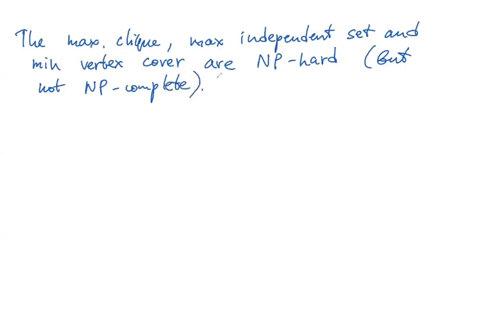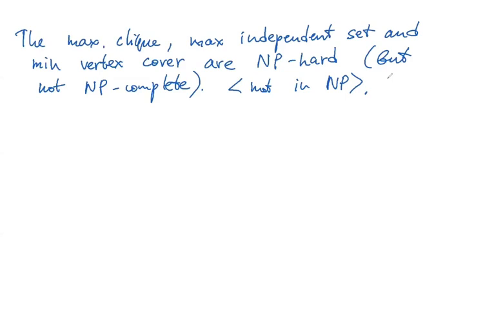Why are they not NP-complete? Because they don't belong to the class NP. They're not in NP because the class NP consists of the problems that can be answered by either yes or no, and clearly these optimization problems cannot be answered by one of the two simple answers, right? Okay.